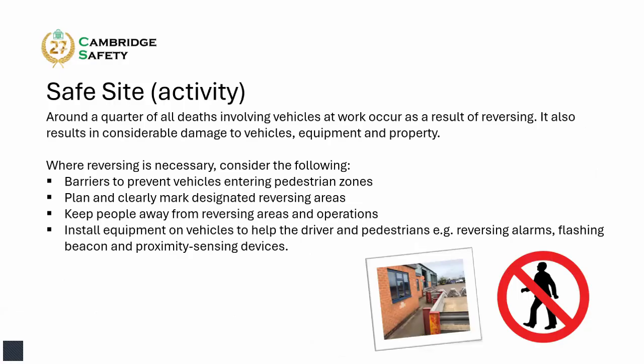So when it comes to the activities taking place on site, reversing is considered high risk. Around a quarter of all deaths involving vehicles at work occur as a result of reversing. Where reversing cannot actually be avoided, there should be considerations given. A couple of these considerations might include: are barriers there to prevent vehicles entering pedestrian zones? Can dedicated areas be designed and marked out for reversing activities? Or could equipment be installed to help the driver and pedestrians, such as reversing alarms and proximity sensors and things like that too?